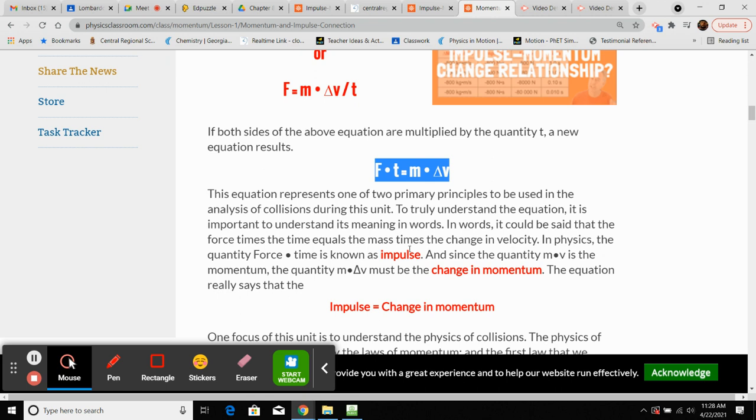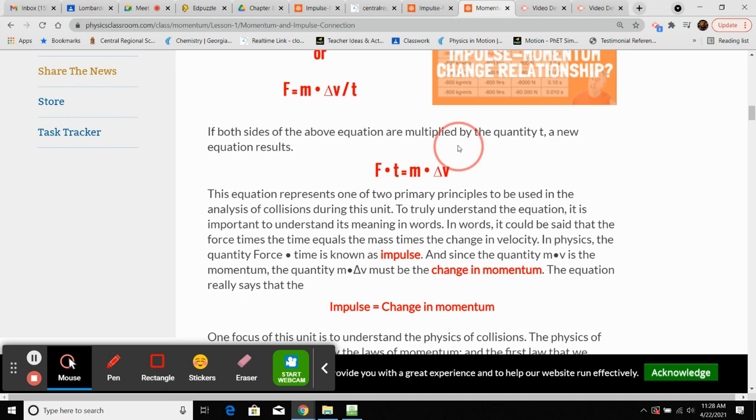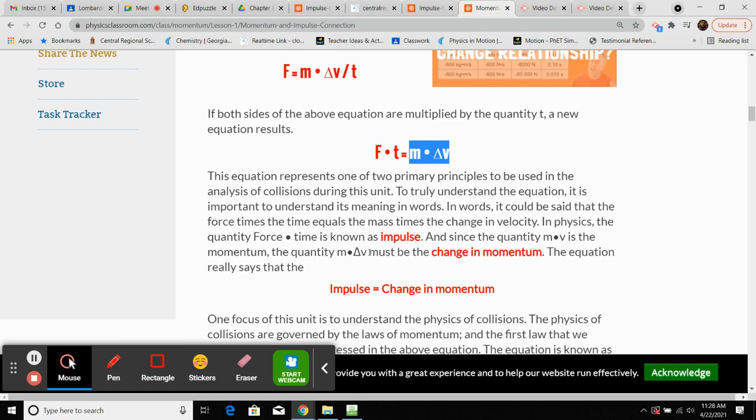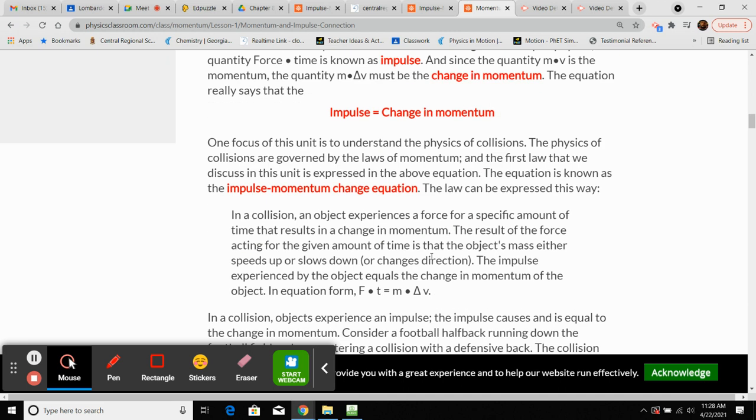So an impulse is basically applying a force on an object for a certain period of time. Whatever that product is, multiplied together, is going to cause a direct change in momentum. So if I apply a force of 2 newtons for 1 second, my impulse would be 2. My change in momentum would be 2. Now, since mass can't change, we're really only changing velocities.